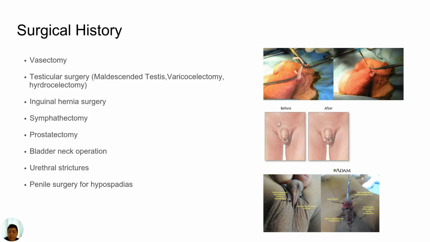For the surgical history, we need to consider whether there is any history of vasectomy, testicular surgery for mesenteritis, varicocelectomy, hydrocelectomy, or inguinal hernia surgery, which may cause obstruction of the vas deferens in the inguinal region. Also sympathectomy, prostatectomy, and bladder neck operations, which will cause retrograde ejaculation, urethral strictures, and penile surgery for hypospadias, which may cause difficulty ejaculating semen into the female vagina.